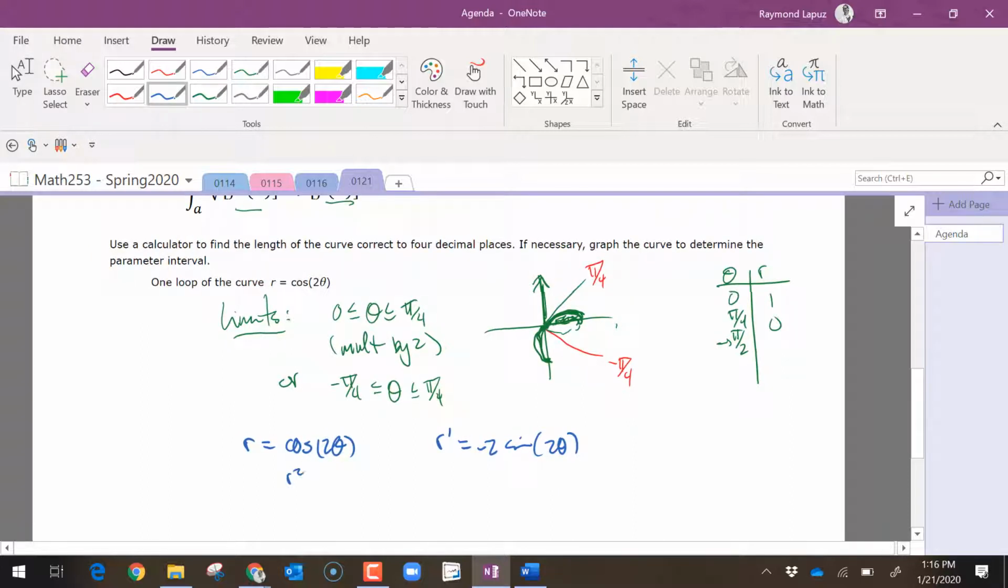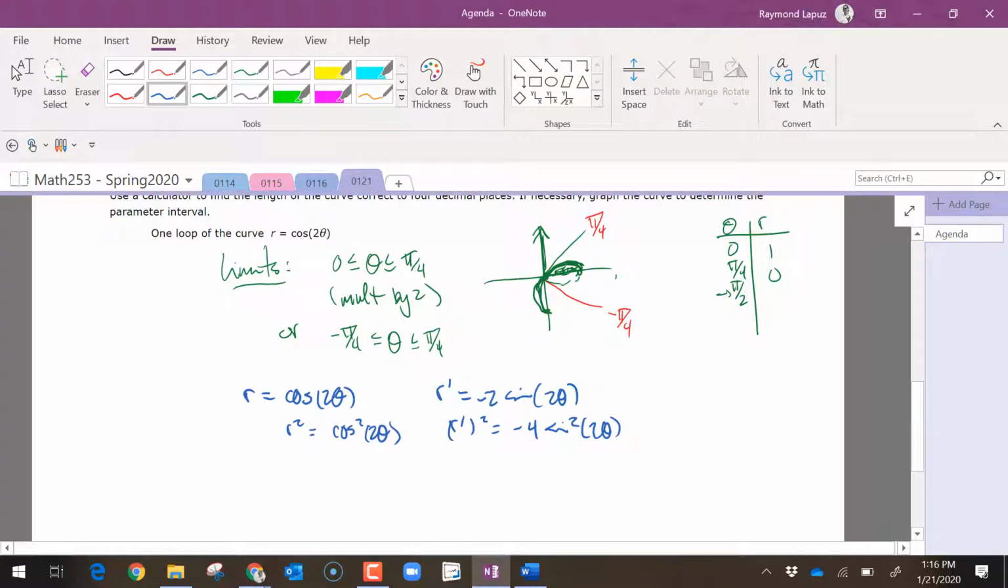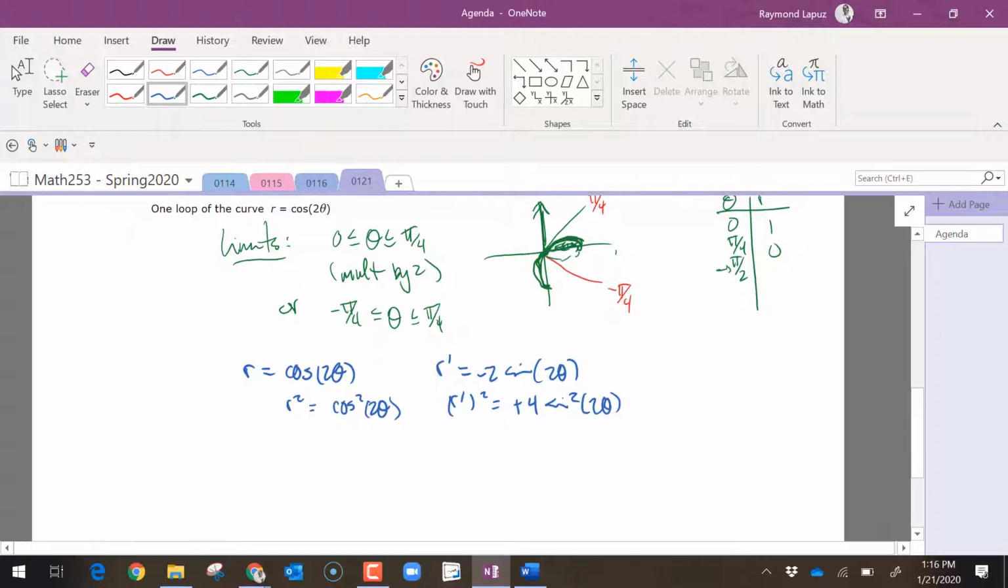So r squared is equal to, well, that's just cosine squared 2 theta. R prime squared is equal to 4 sine squared 2 theta. And if I add them, I don't get sine squared plus cosine squared because sine has a coefficient of 4. So I guess I'm just going to have to put it into a computer.